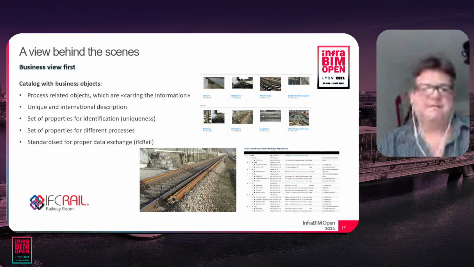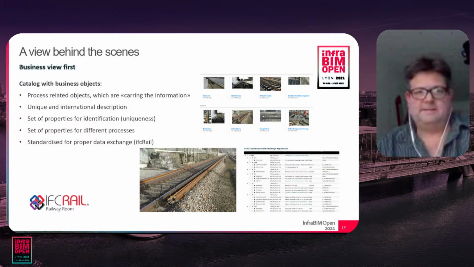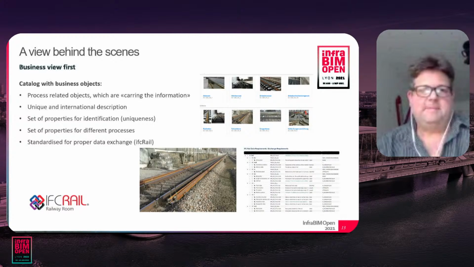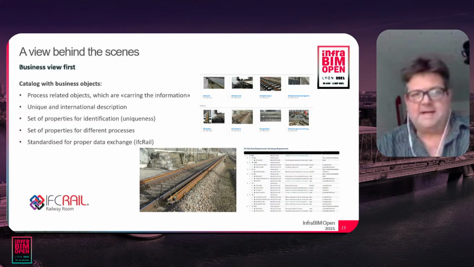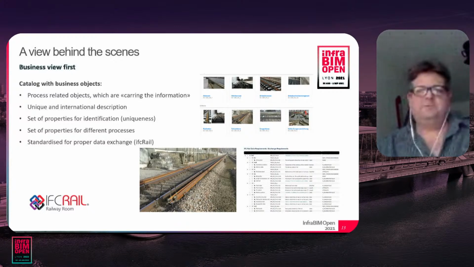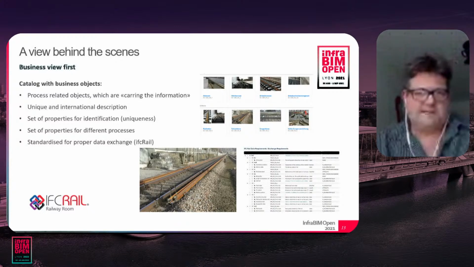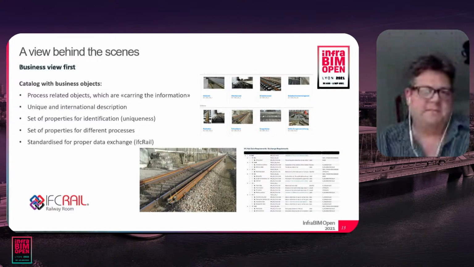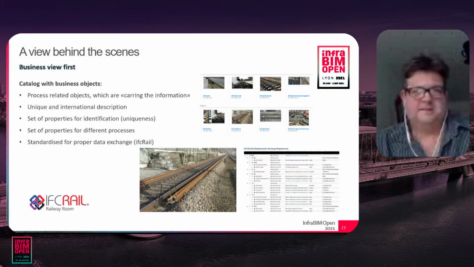So for example, IFC Rail is this data exchange format. From IFC Rail, you find this catalog of all the railway object types, with the models and the descriptions. They are available. So the first step is done to work with the business objects. Next one, please.